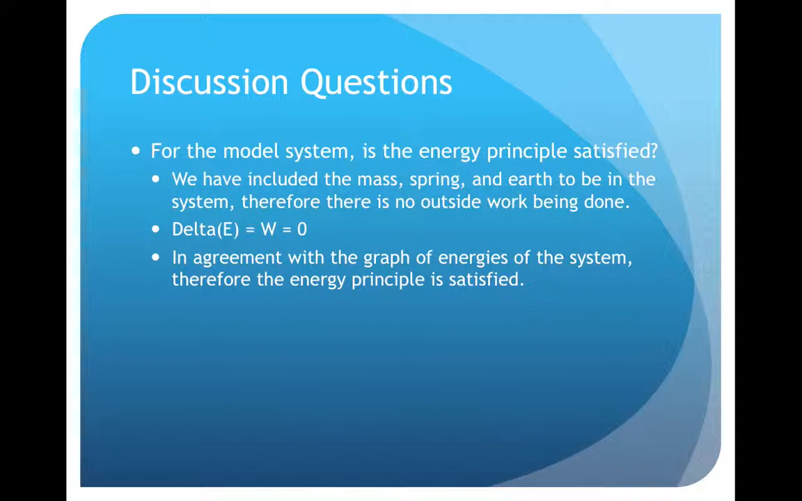Alright, so now we can go to our discussion questions. For the first model system, is the energy principle satisfied? So we have included the mass, spring, and earth to be in the system, therefore there is no outside work being done, so therefore delta E equals work, which is equal to 0. And this is in agreement with the graph of the energies of the system. As remember, the yellow line was just a horizontal line on 0, and therefore the energy principle is satisfied.